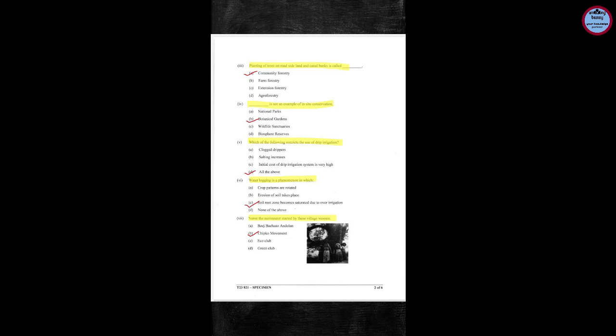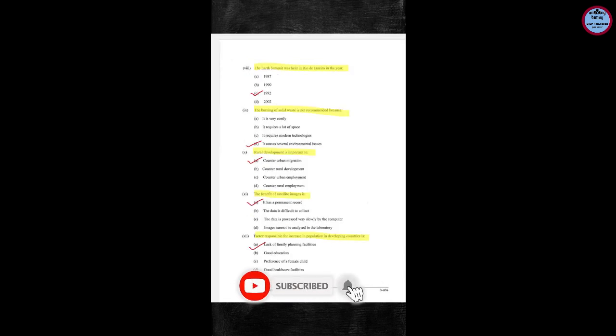over irrigation. Name the movement started by these village women, and you can see the picture over here where women are hugging the tree. This movement is known as Chipko movement. Next question is, the Earth Summit was held in Rio de Janeiro in the year, and the answer is 1992.